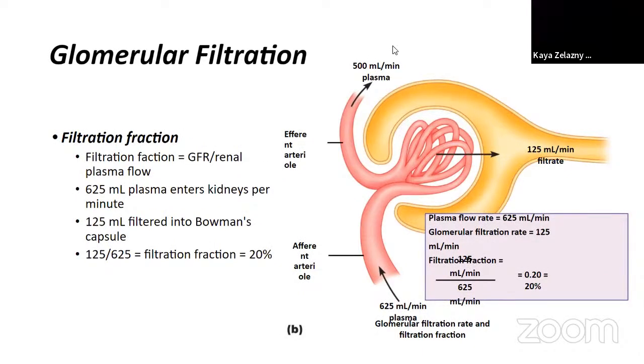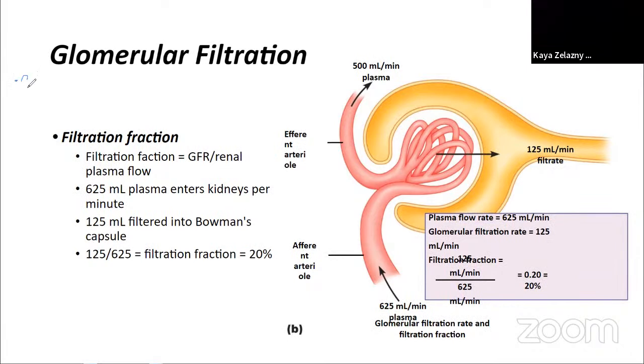So now we have another number. So far we can make kind of like a checklist, right? We've had glomerular filtration pressure, we've had our glomerular filtration rate. It's a little clearer. And now we're going to talk about the filtration fraction.